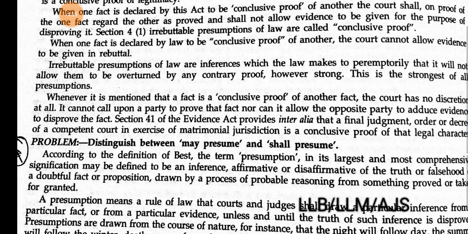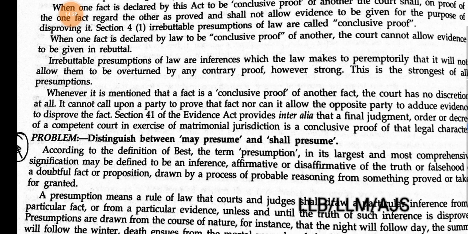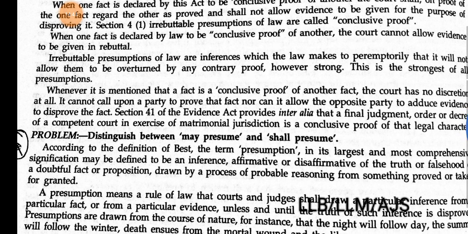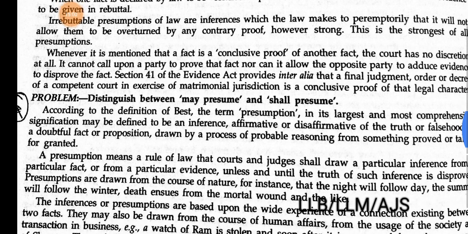Irrebuttable presumptions of law are inferences which the law makes so peremptorily that it will not allow them to be overturned by any contrary proof, however strong. This is the strongest of all presumptions. Whenever it is mentioned that a fact is a conclusive proof of another fact, the court has no discretion at all. It cannot call upon a party to prove that fact, nor can it allow the opposite party to adduce evidence to disprove the fact.